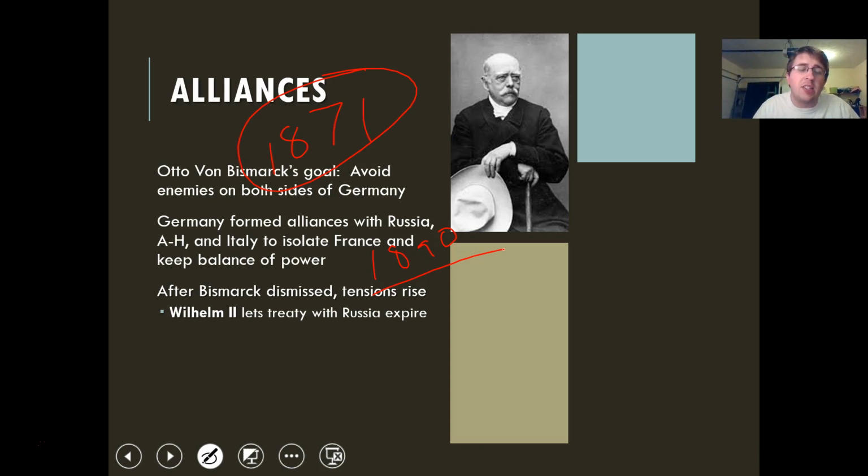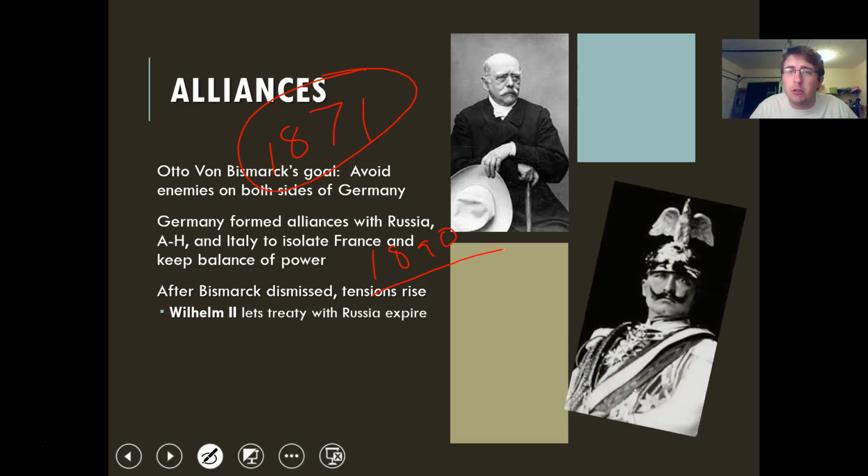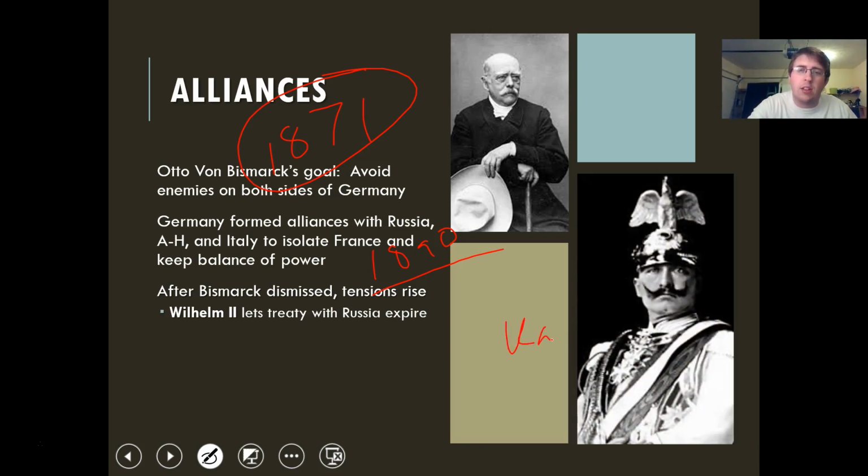Tensions then will begin to rise because Wilhelm II, who is your new Kaiser, leader of Germany, lets the treaty with Russia expire. He basically lets that just go away. While doing that, perhaps in his own belief in German superiority, he thinks, we don't need to do these alliance things. We don't need to worry about that. Russia then becomes allies with France.